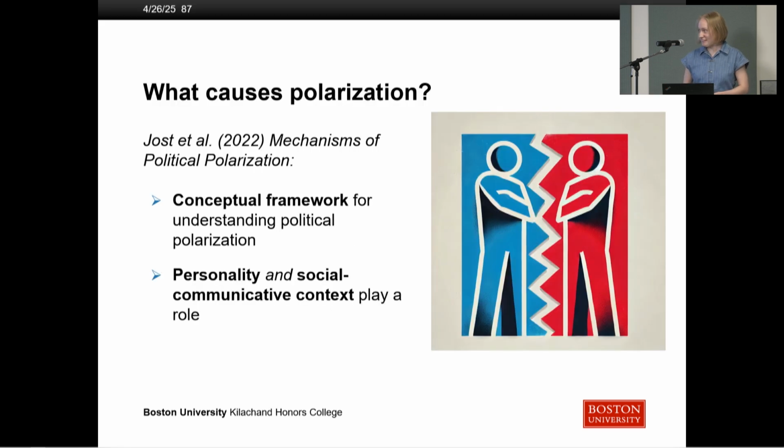So my project is based primarily on a political psychology paper about the mechanics of political polarization, which provides a conceptual framework for understanding political polarization and argues that polarization is a result of not only external factors like political messaging, but also personality factors.